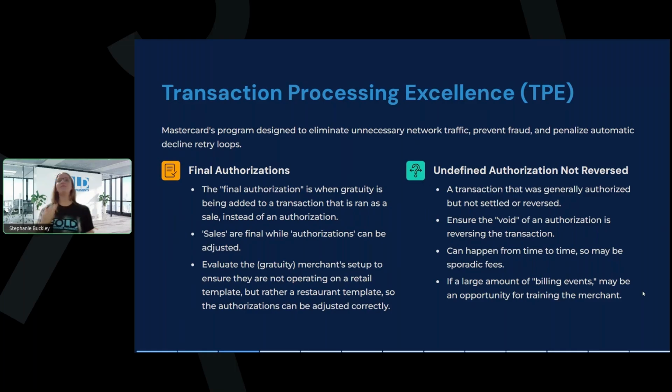So this error we do see mostly in gratuity fashion. So this would be someplace where you would want to go check it out, figure out whether or not that's set up correctly, and then move forward from there.